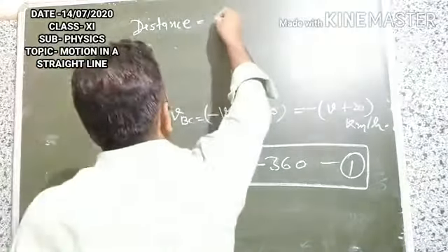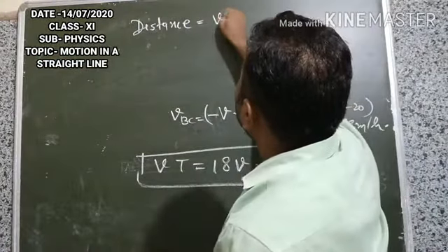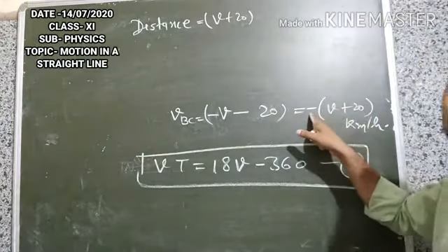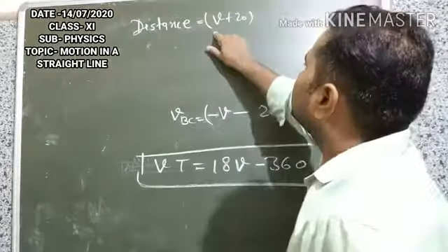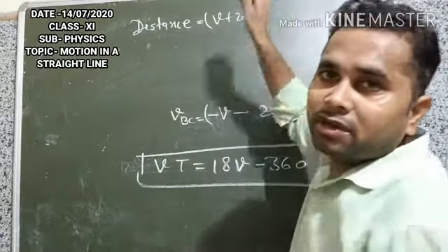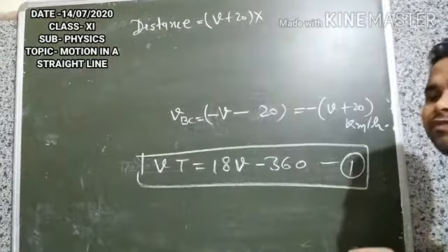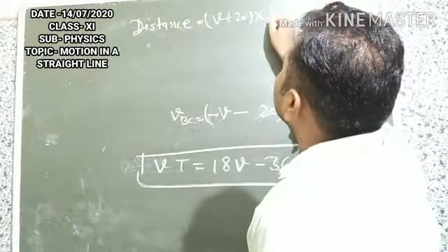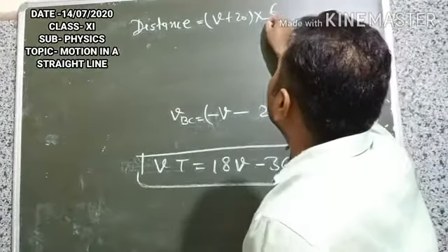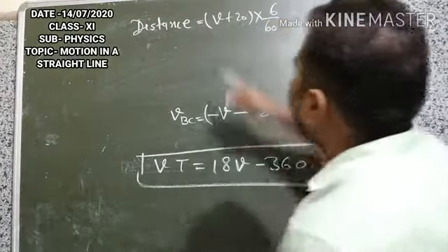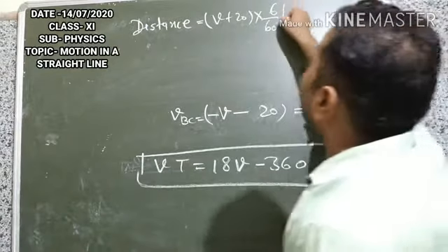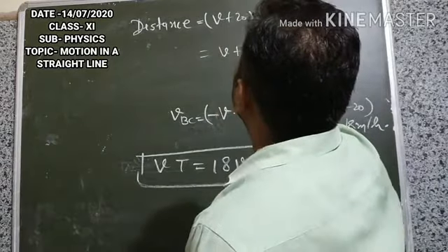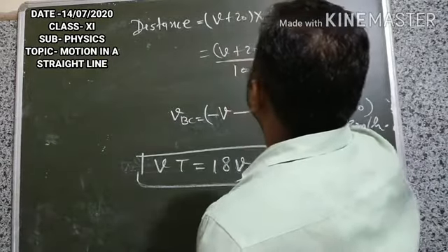So finally distance is speed into time. Speed is V plus 20. We are taking the magnitudes only. This sign shows the direction only. So speed into time. What is the time given? Time given is, see the question, it is 6 minutes interval. So 6 minutes we converted into hours by dividing by 60. So (V plus 20) by 60 kilometer. Yeah, you can divide it by 10. So V plus 20 upon 10 kilometer.